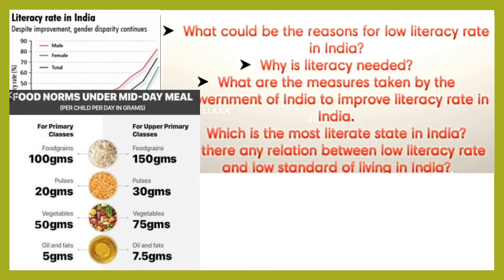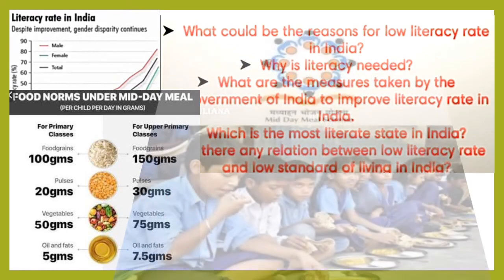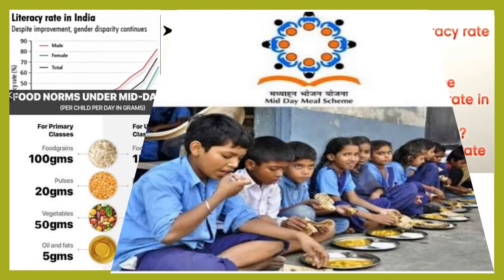So this is the midday meal for the primary classes. We have this much amount of meal to be given, whereas in upper primary classes we have the government scheme of giving a different quantity of meal in grams. So this midday meal scheme was started by the government so that children would come and take education.